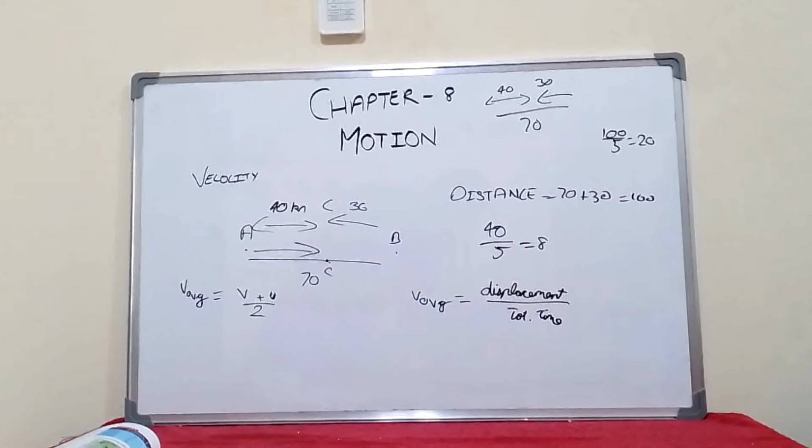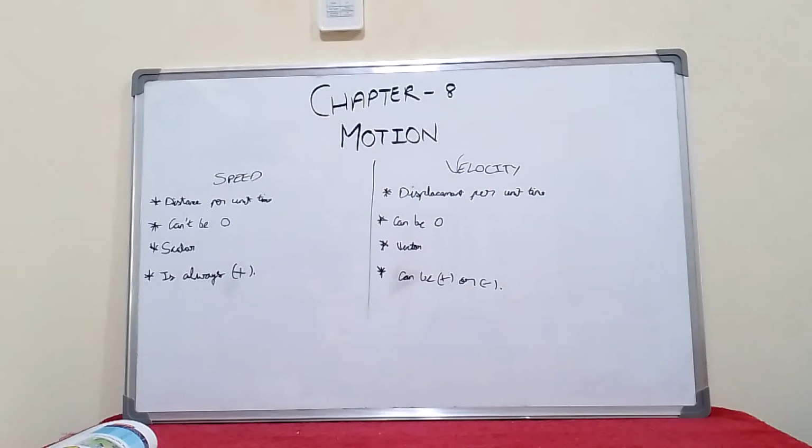Coming to the differences between speed and velocity. Speed means distance per unit time, which means distance covered in a given unit time, and velocity means displacement per unit time. The speed can never be zero, because if you cover a distance, it's always going to be positive. The velocity can be zero though. For example, if you go back and come to the same place, the displacement will be zero and the velocity is going to be zero.